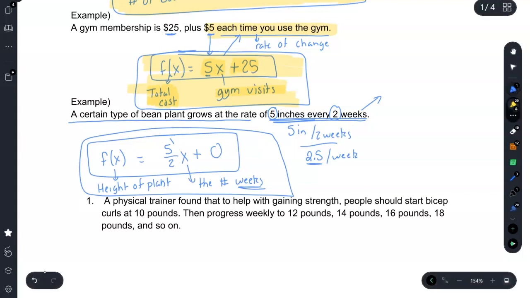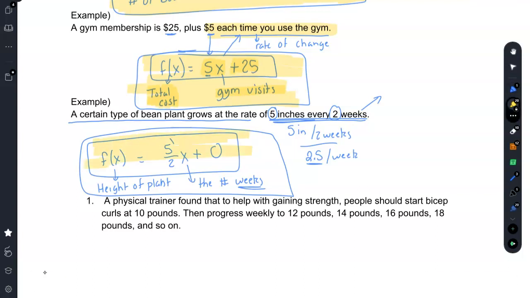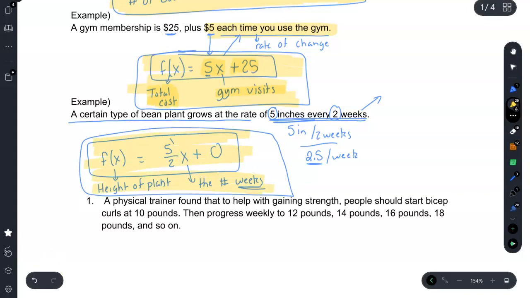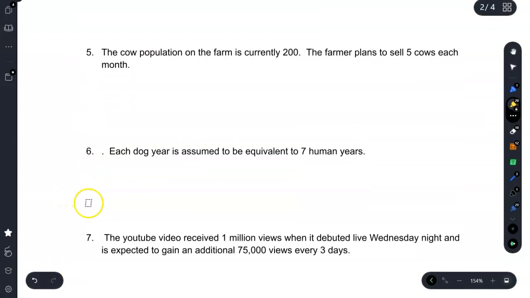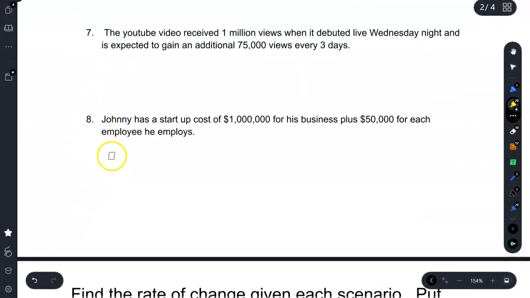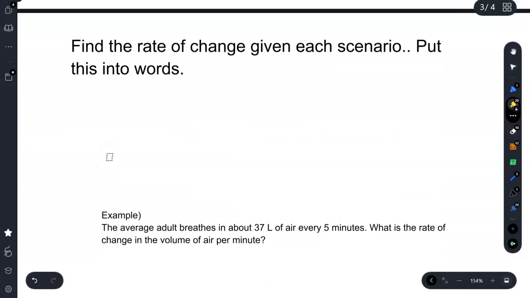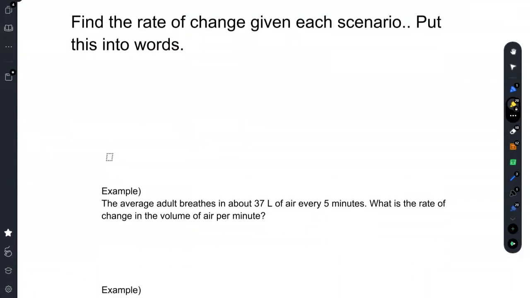So that's what I want you to do for the first part of this assignment. I think y'all have 1 through 8 to do. And then for the second part, I'm going to do a couple examples, but for this, I want you to find the rate of change given each scenario, and then I want you to put this into words. Now, some of them will make a lot of sense. Some of them, you'll have to dig a little bit into the words to figure out what the rate of change is and how to put that in words.